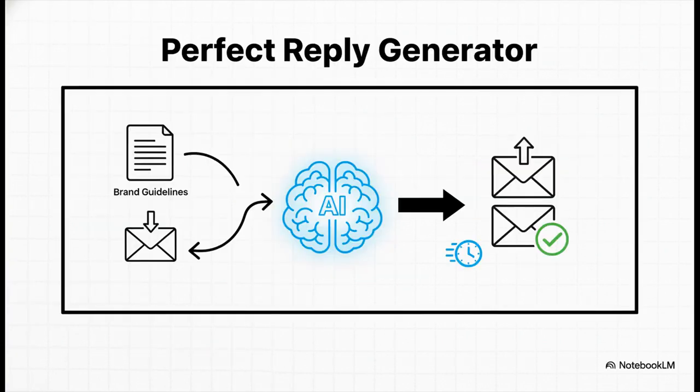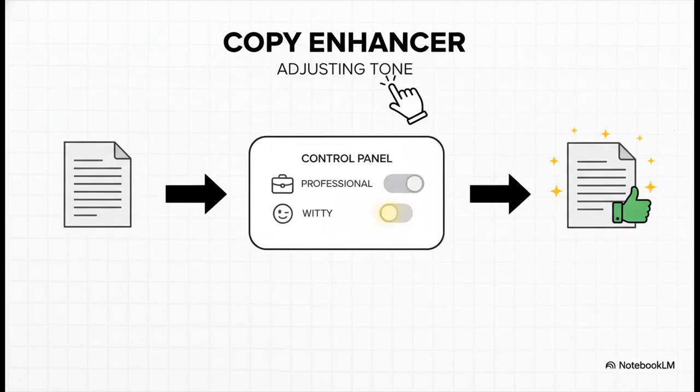Or what about a perfect reply generator for your business? You could feed it your brand's tone of voice, give it a customer's email, and it would draft a professional, perfectly worded response in seconds. I mean, come on, that's incredible. And here's another one, a 24/7 copy enhancer. You could paste in your marketing copy, a social media post, whatever, and tell it to make it funnier or more professional or more urgent. Instant edits, any time of day.